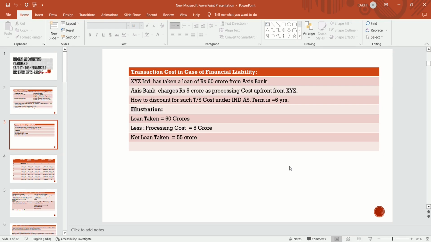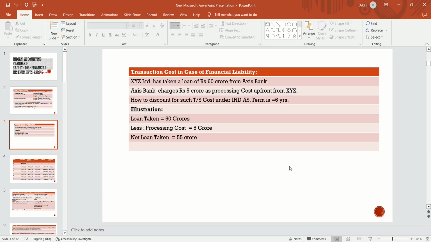So we had discussed the transaction cost in case of financial asset in our previous session, in session 4. Now in session 5 we are discussing the transaction cost in case of financial liability. Like if financial liability is there, how transaction cost is to be recognized. So this is to be explained with the help of examples, so it will be more clarified.